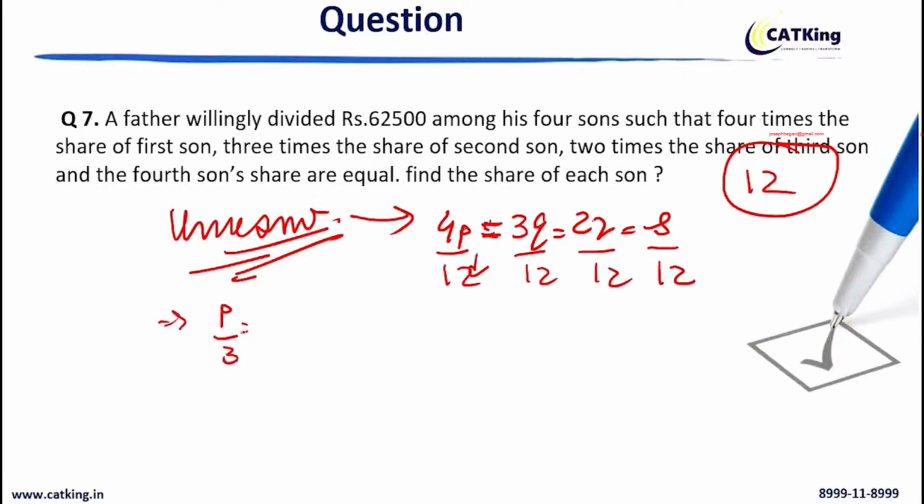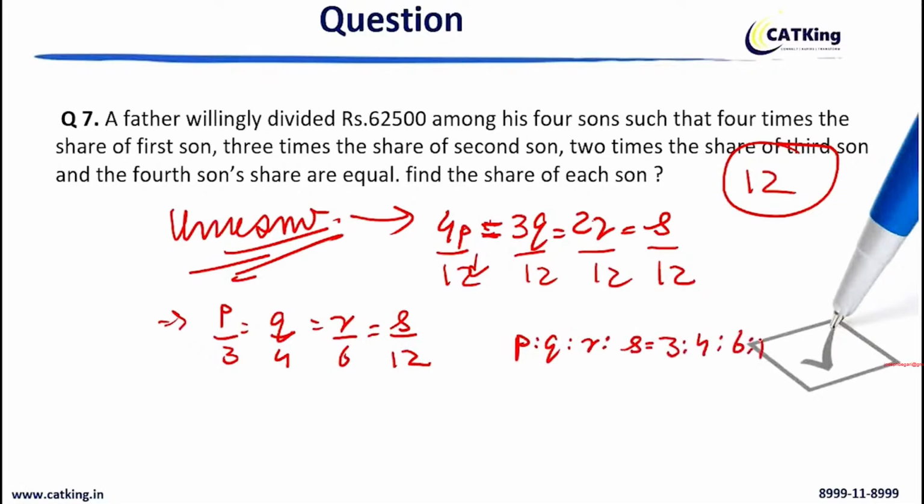P by 3 equals Q by 4 equals R by 6 equals S by 12, right? Hence P is to Q is to R is to S is what? 3 is to 4 is to 6 is to 12. You could have written this directly also without this much calculation.